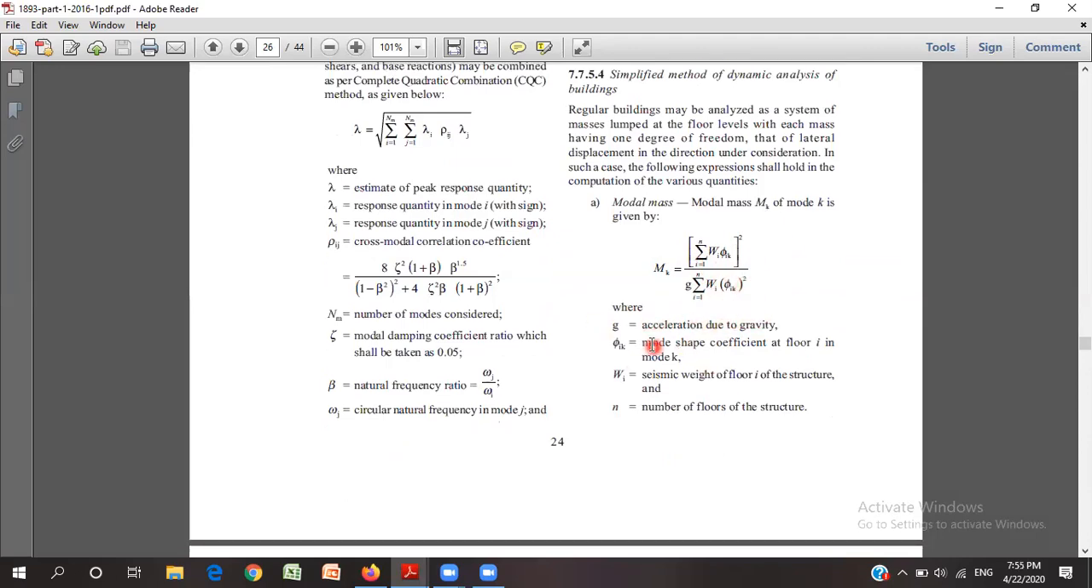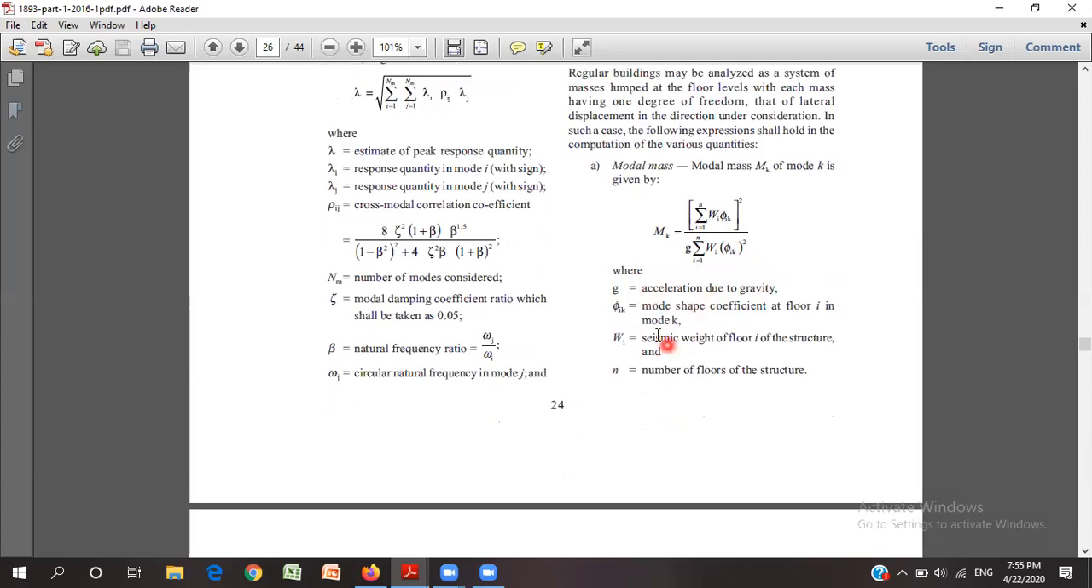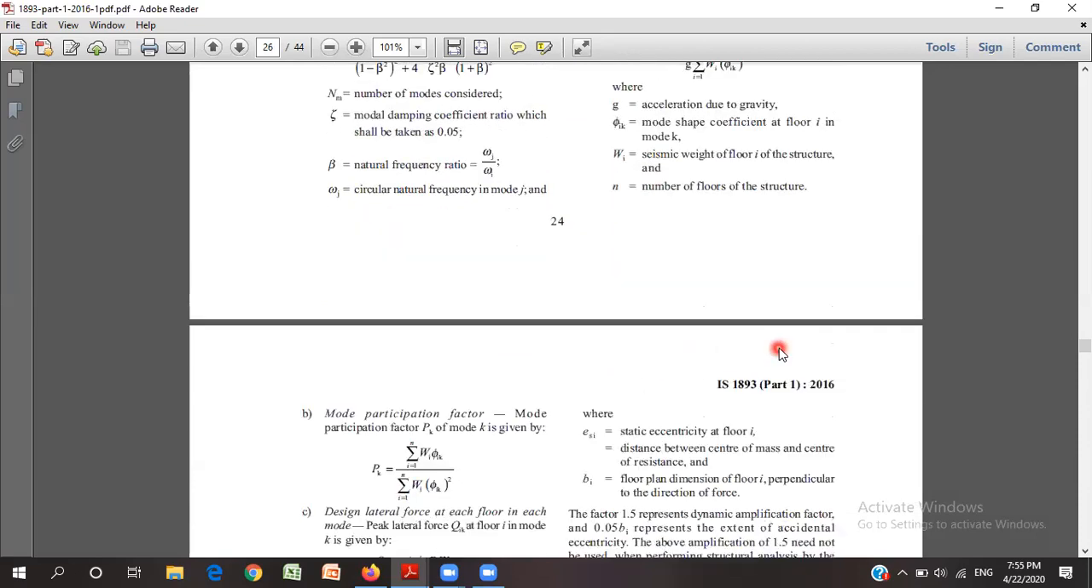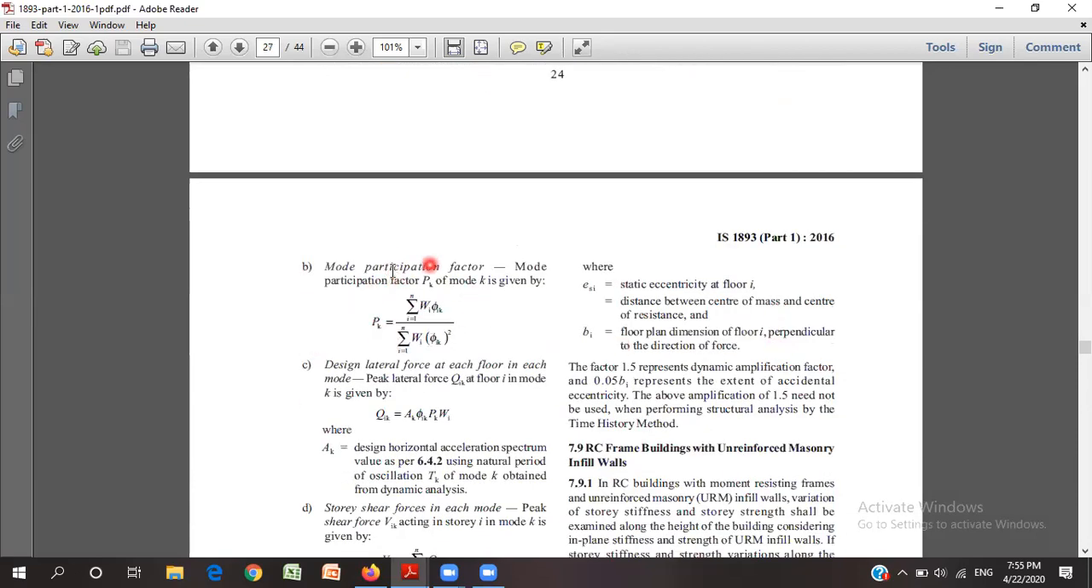They have mentioned everything here, where g is the acceleration due to gravity, phi is the mode shape coefficient, and W is the seismic weight at that particular floor. If I say Wi, it is at the ith floor. If it is W1, it is at the first floor, like that. And n is the total number of floors. Then the mode participation factor, Pk, we have to calculate.